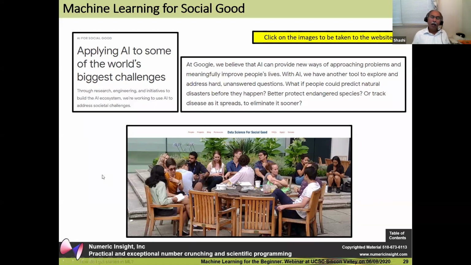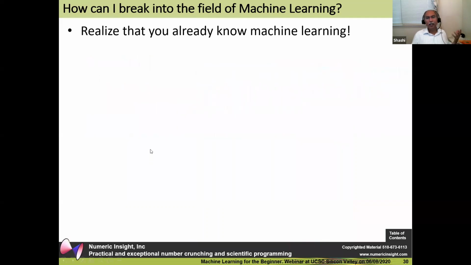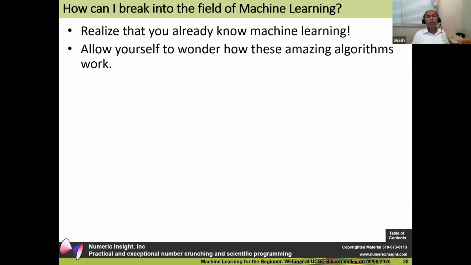And how do you get started with machine learning? How do you break into the field of machine learning? You should realize that you already know machine learning. I'm sure this is the case because when I talked to you about this histogram classifier, you thought, what? This is so intuitive. I already know this, right? You should allow yourself to wonder how these amazing algorithms work. How does a cell phone know whether I'm smiling or not? Isn't it mysterious?